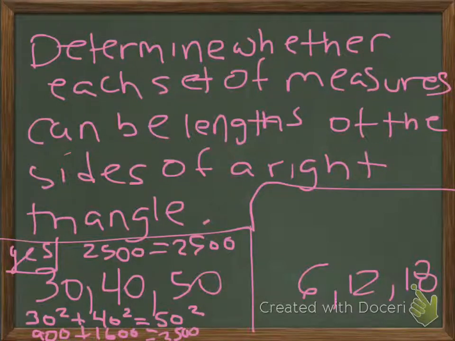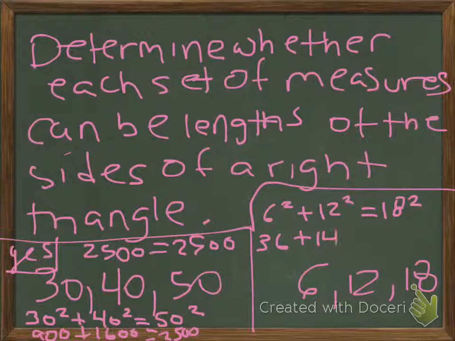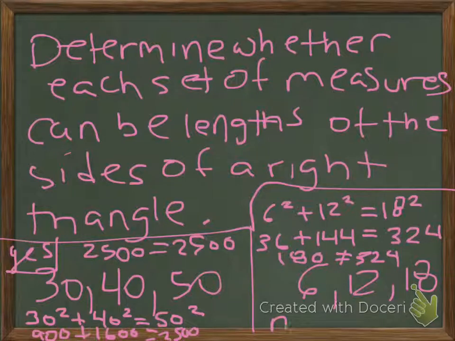We're going to do the same thing with the next one. 6 squared plus 12 squared equals 18 squared. We get 36 plus 144 equals 324. 36 plus 144 is 180, and 180 does not equal 324. So we're going to say no, this is not a right triangle. And that concludes lesson 10.5 on the Pythagorean theorem.